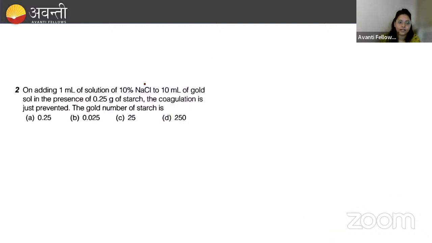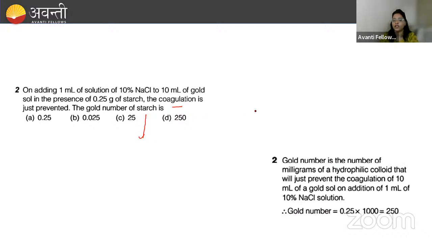On adding 1 ml of 10% NaCl to 10 ml of gold sol in presence of starch, the coagulation is just prevented. The gold number of starch. So here gold number is what? The number of milligrams of hydrophilic colloid that will just prevent the coagulation of 10 ml of gold sol on addition of 1 ml of 10% NaCl.